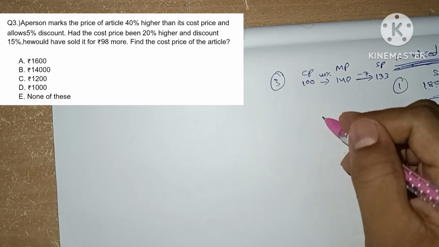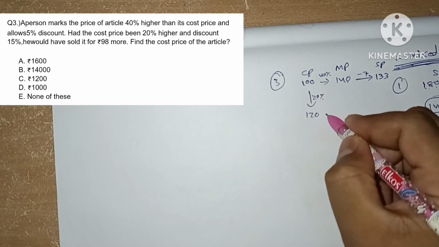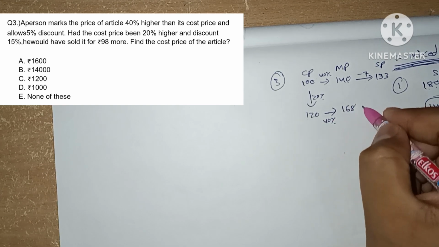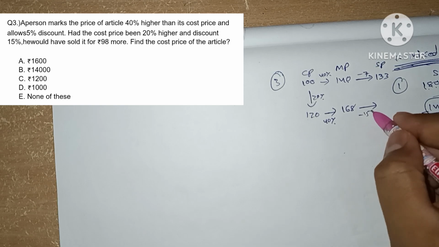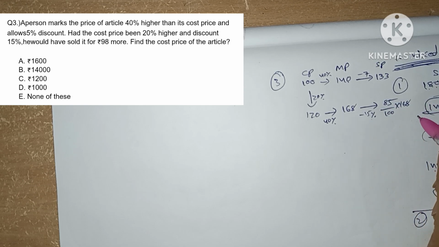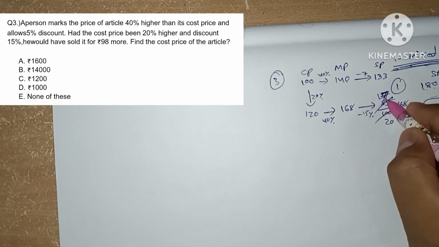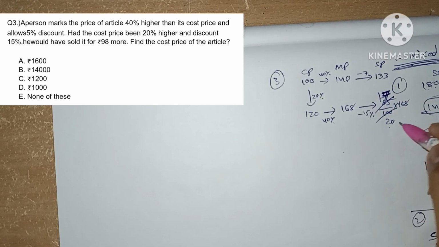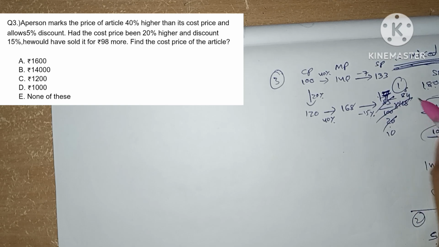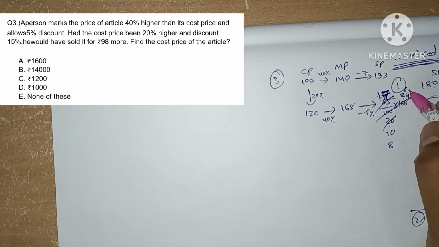133. And in the second statement it is said that had the cost been 20% higher. If it is 20% higher means 120. Now it is marked at 40%. What we have is 12 4 times 48 plus 48 means 168. Now the discount given is 15%. So a 15% discount means the selling price will be 85% of 168. This will be 17 5 times and 5 20 times. 2 10 times and 2 84 times. 17 4 times will be 68. 17 8 times will be 136. 136 plus 6 will be 142.